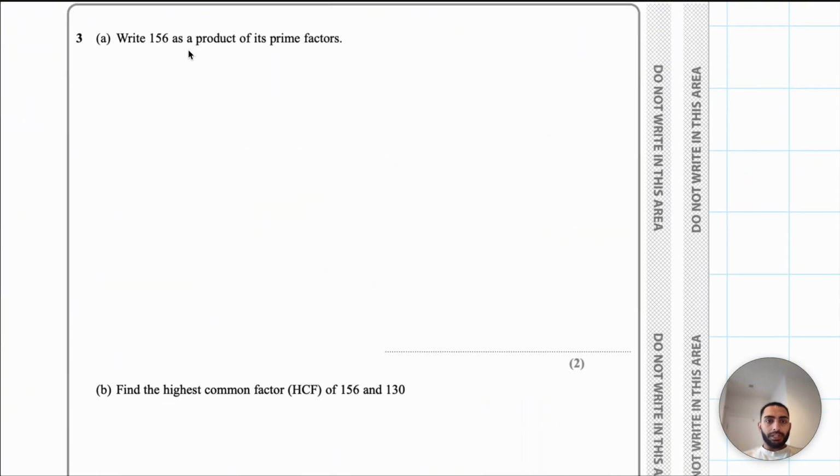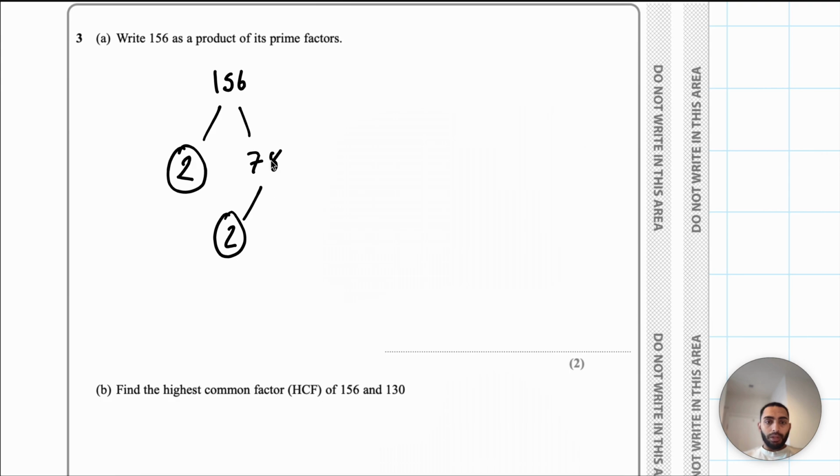Question 3. Write 156 as a product of its prime factors. I'm going to use a prime factor tree for this one. So I start off with 156 and I think of a pair of factors that go into 156. It's even because it ends in a 6, so I can divide it by 2. And 2 is a prime number, so I need to circle it. 156 divided by 2 would be 78, and this is again divisible by 2. It's not a prime, so you don't circle it.